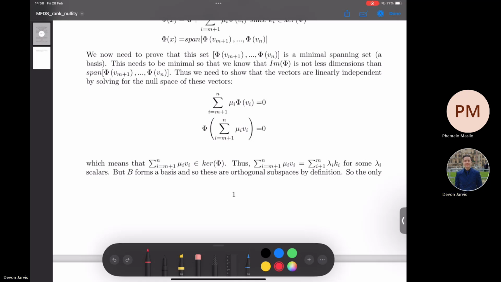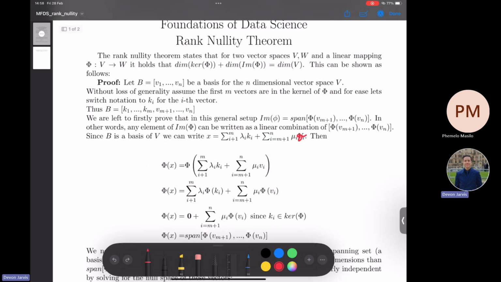Yes, what's up? When you take the image of phi and it's positive, is it because all the k1 up to km are vectors in the kernel? Yes. So we know they get mapped to 0 by phi. Exactly. At the end of the proof, where you have the dimensions of the image of phi, you have it as n minus m, from m plus 1 to n, and the kernel of phi is equal to m. Yeah. Where did those n minus m and m values come from?